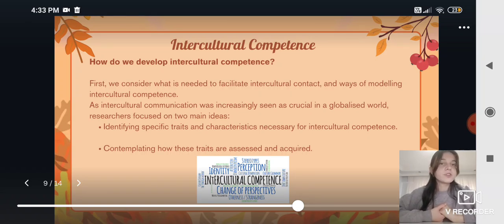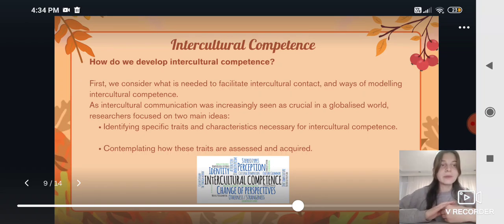How do we develop intercultural competence? First, we consider what is needed to facilitate intercultural contact and ways of modeling intercultural competence. As intercultural communication was increasingly seen as crucial in a globalized world, researchers focused on two main ideas. First, identifying specific traits and characteristics necessary for intercultural competence.